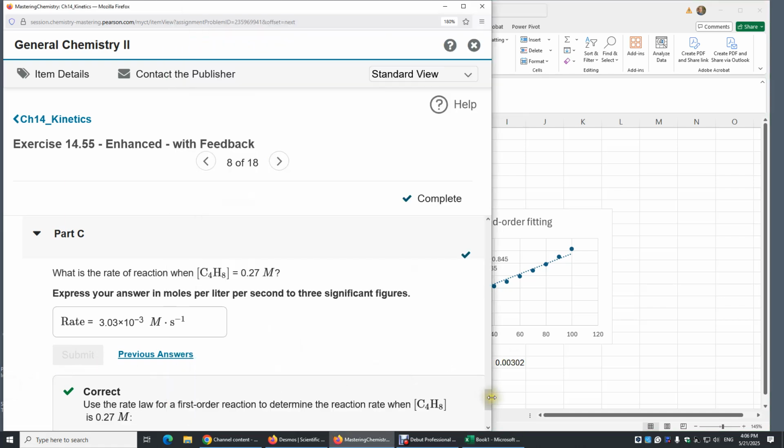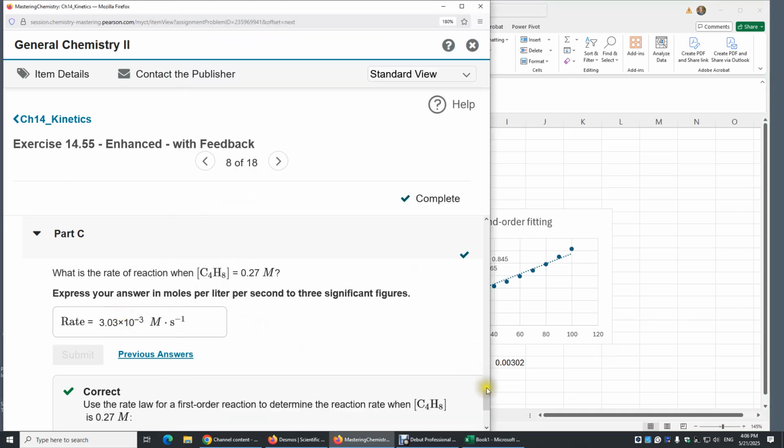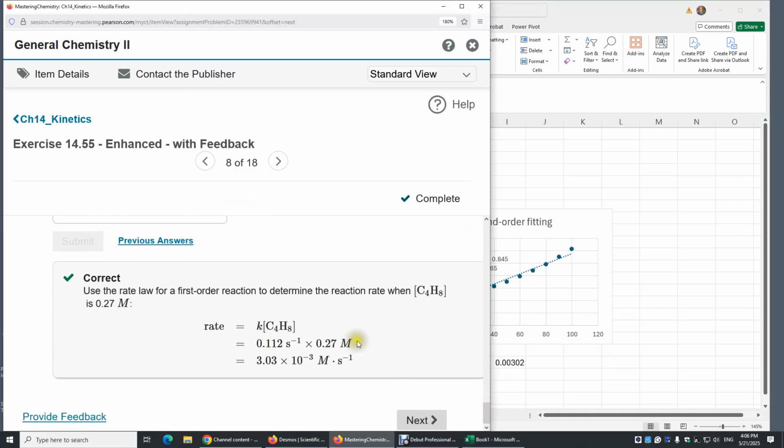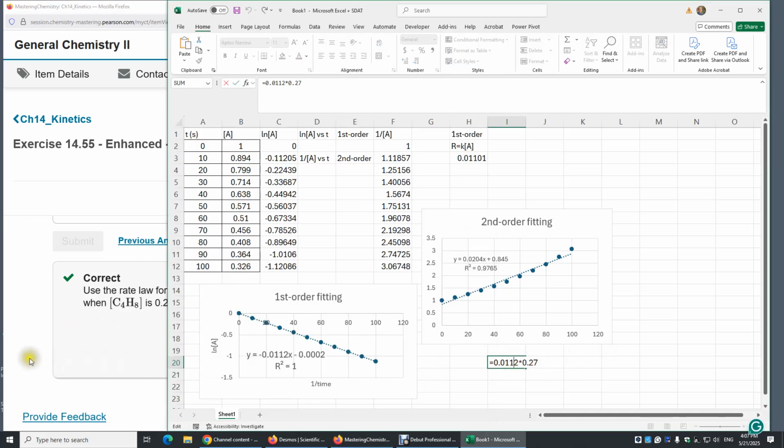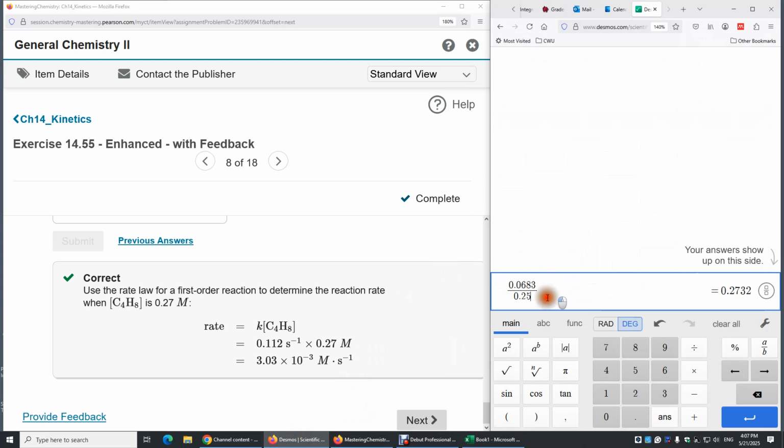0.00302. I think you're gonna see that number here, 0.00303. Some rounding error, but it's not important. Yeah, same calculation. I think it's pretty weird that they got 3.03 times 10 to the power of -3. Not sure what's going on. Let's do this again.